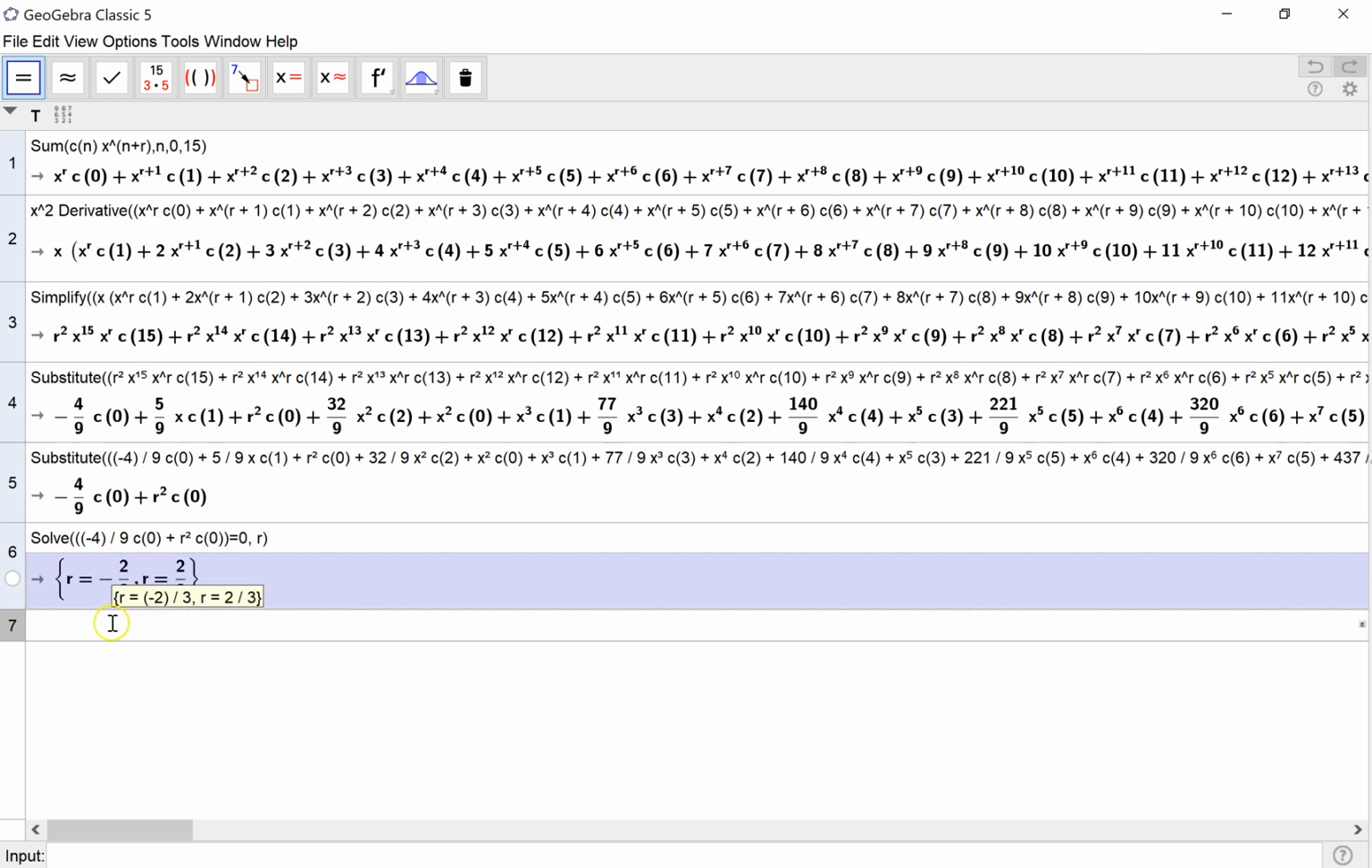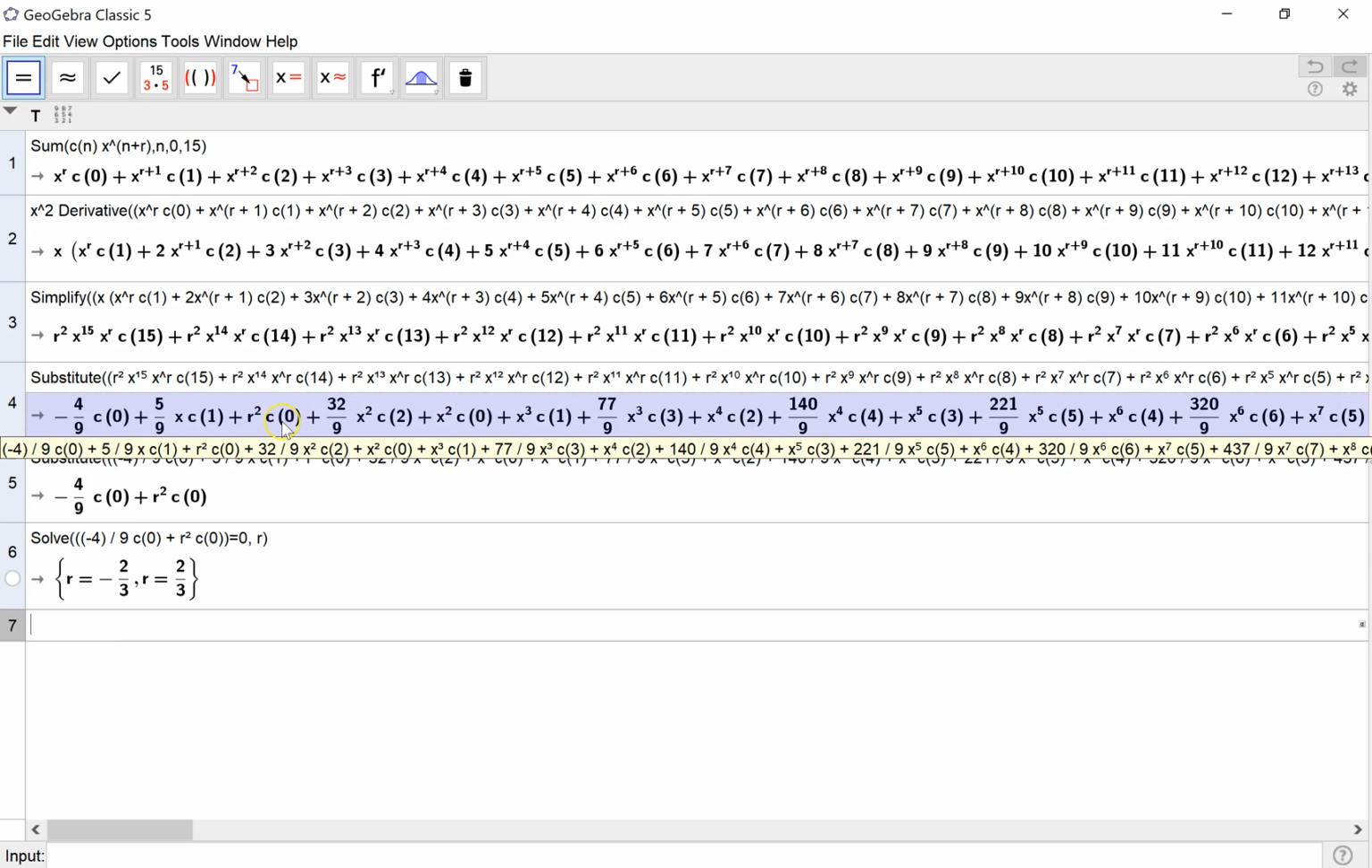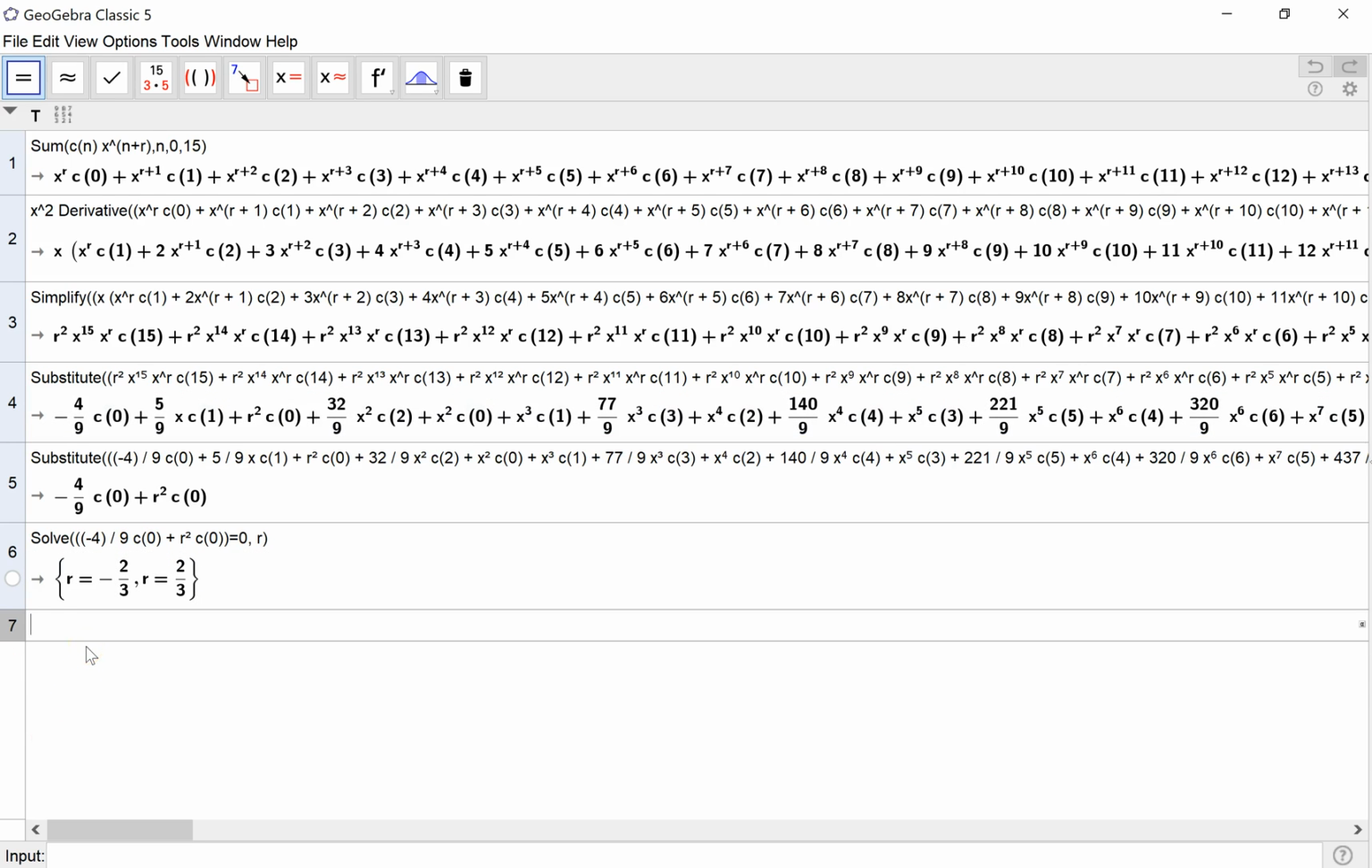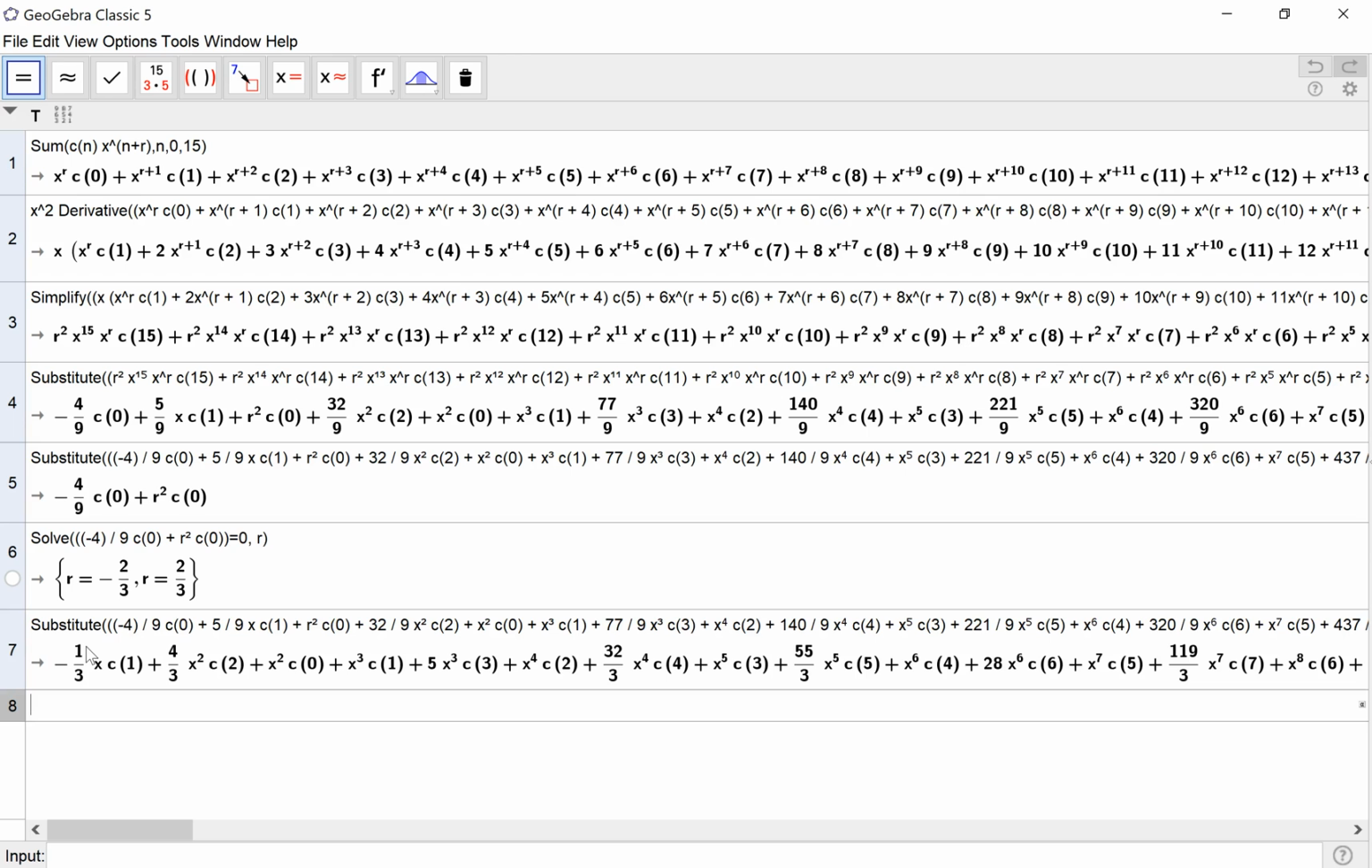All right, so what we want to do is take these now and plug them back into the expression we came up with in number 4 to get the recurrence relation, to figure out what the constants have to be in those cases. So let's substitute in number 4. We want to replace the r with, let's do the negative 2/3 to start with. Again, it takes a little, there we go. Okay, so now this is a polynomial.